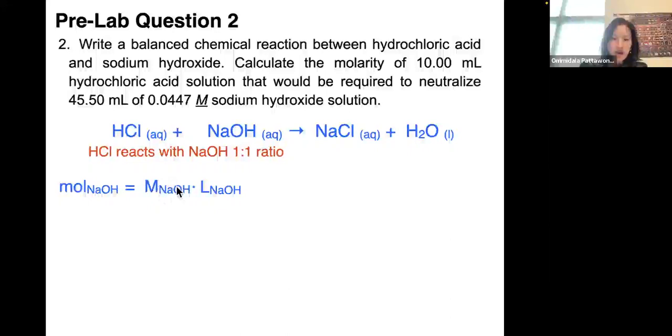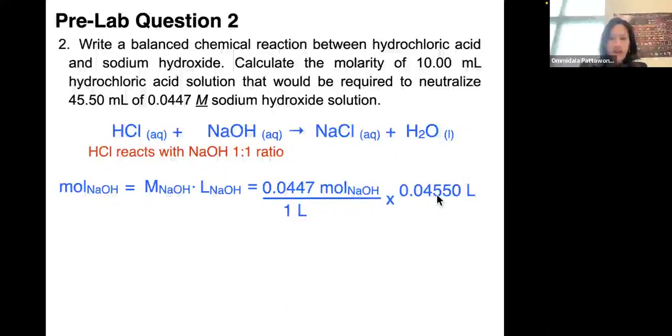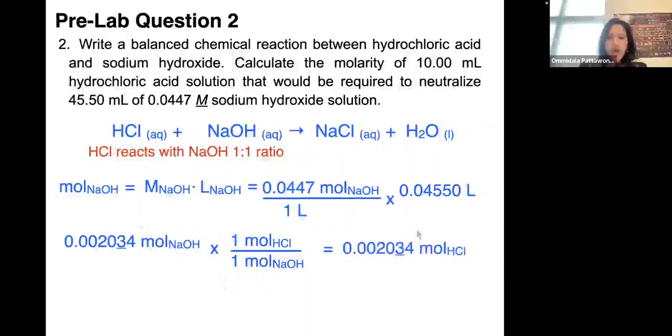I'm going to use the concentration of sodium hydroxide multiplied by its liter. It gives us 0.0447 molar, which is mole per liter. It's giving us milliliter of sodium hydroxide, but we need to cancel liter, not milliliter. So you need to convert this milliliter to liter first. If you do that, you're going to get 0.04550 liter. After you check the unit, you're going to see that the unit of liter cancels out. You're going to get the mole of sodium hydroxide at the end. Because we know that the mole of sodium hydroxide is in a 1-to-1 ratio with hydrochloric acid, I'm going to use this factor right here to multiply to the mole of sodium hydroxide. You're going to get the same mole of hydrochloric acid as the mole of sodium hydroxide.